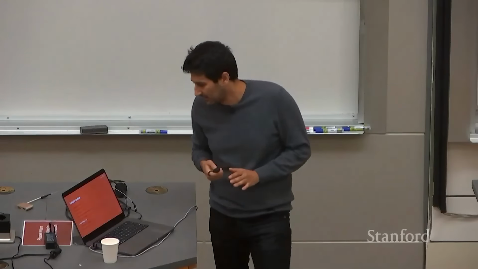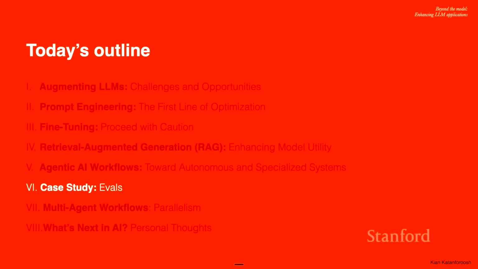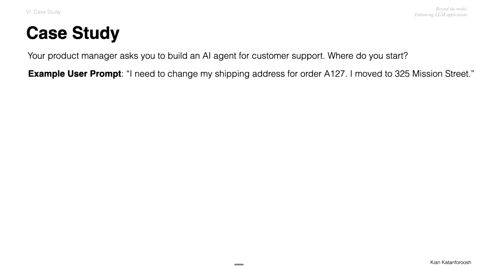Super. So let's move forward and do a case study with evals, and then we're almost done for today. Let's say your product manager asks you to build an AI agent for customer support. Where do you start? Here is an example of the user prompt: I need to change my shipping address for order blah blah blah. I moved to a new address. So what do you start with if I'm giving you that project?